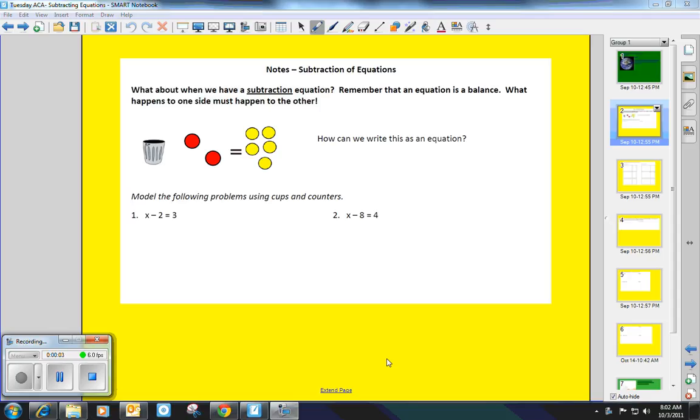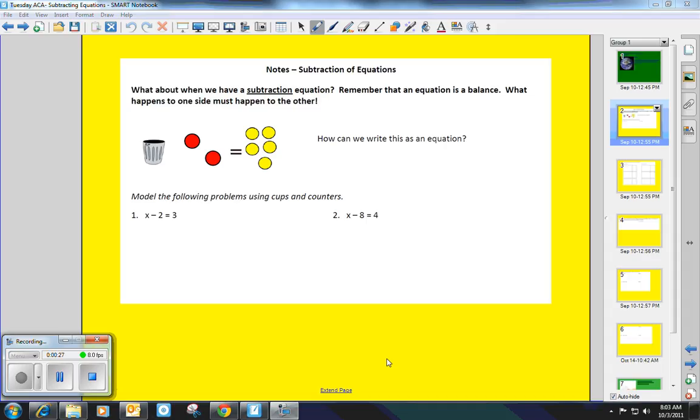The notes today are subtraction equations. Now we've already done addition equations, so this is the same method. It's just that we're going to be doing the opposite of subtraction instead of the opposite of addition. Now remember, the goal when we're solving equations is to have x all by itself on one side of the equation.